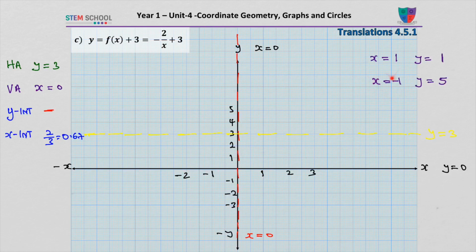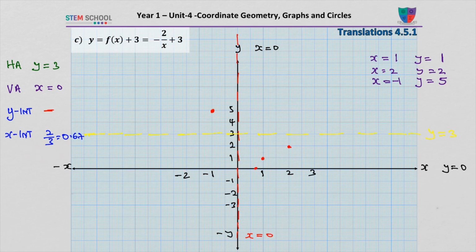So we can try a few points. When x equals 1, y is 1. When x equals 2, y will be minus 2 over 2, which is minus 1, plus 3, so y will be 2. And when x is minus 1, y is 5. The x-intercept is, when y is 0, x is 2 over 3, so that's 0.67. That's the x-intercept, when y equals 0.